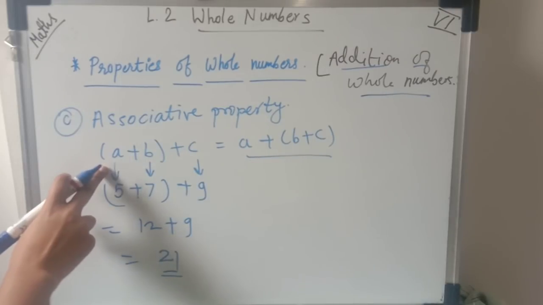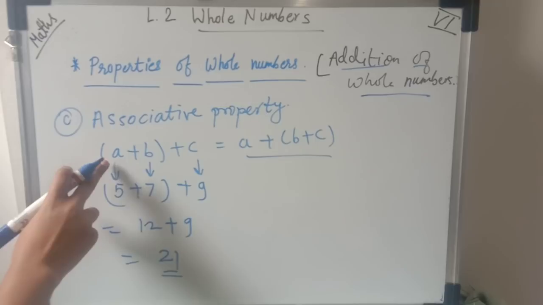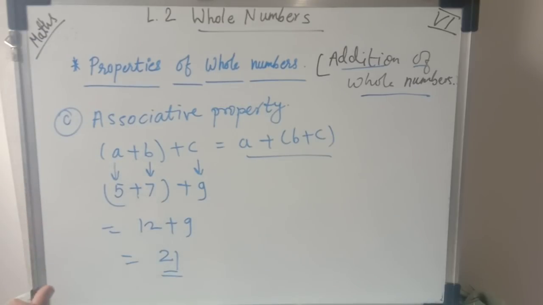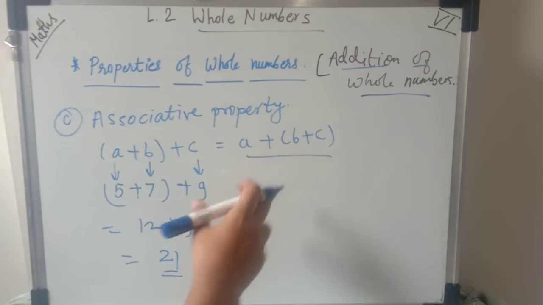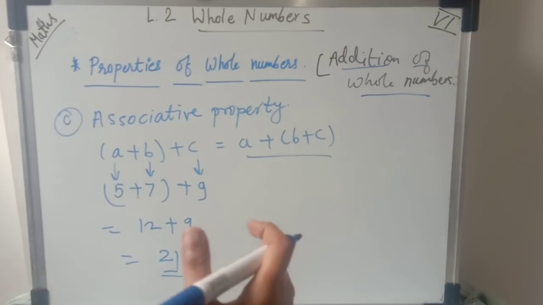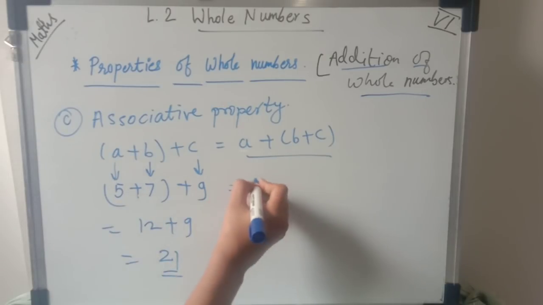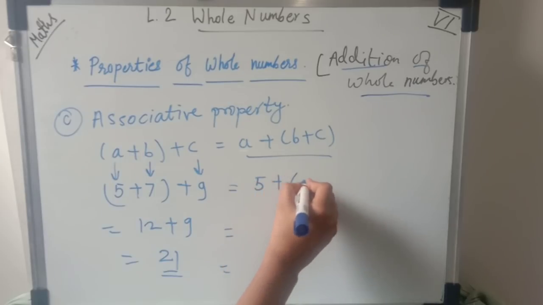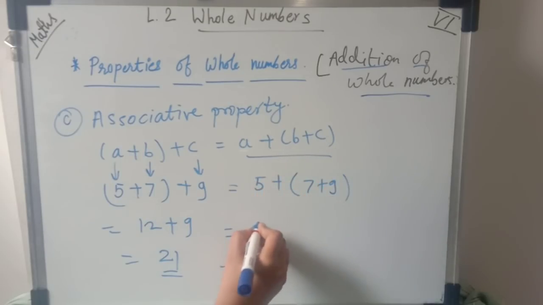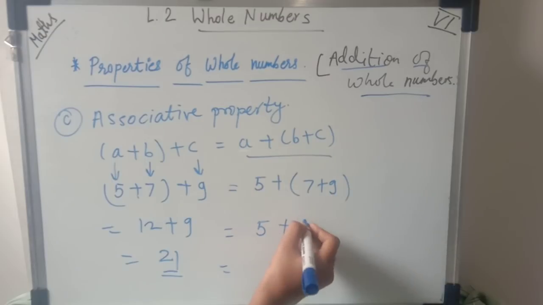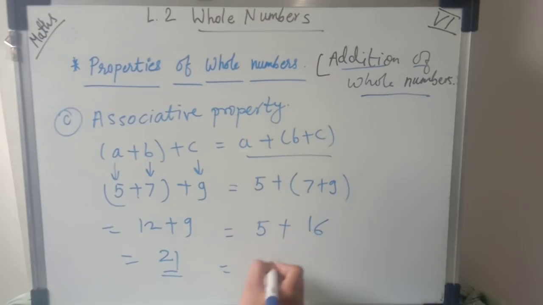In the first order we have seen that A and B are in one bracket, but in the second order you will see B and C are in one bracket. So we have changed their places. Let's see if we'll get the same answer or not. A is here, 5 plus in bracket 7 plus 9, and here 7 plus 9 is equal to 16, and here 5 plus 16 is equal to 21.